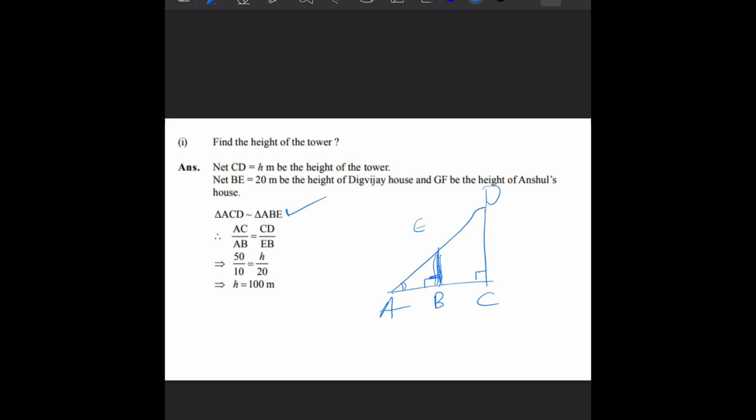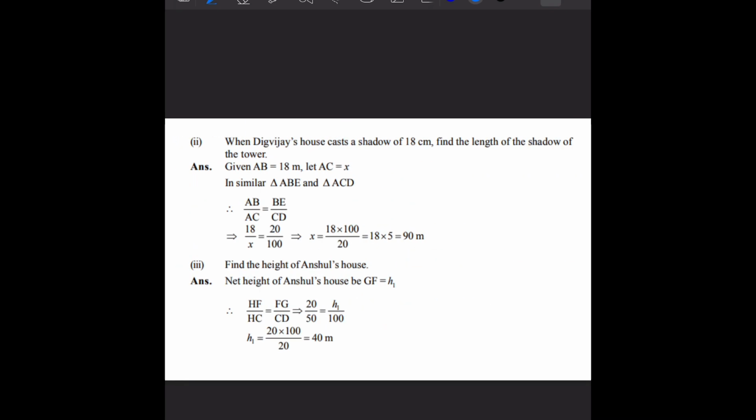And EB is the height of Anshul's house, that is 20. By solving, we'll get H equals 100 meter. Moving on to the next. When Anshul's house casts a shadow of 18 meter, find the length of the shadow. Given AB is what? 18 meter.